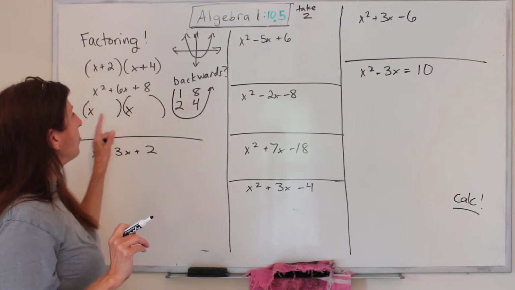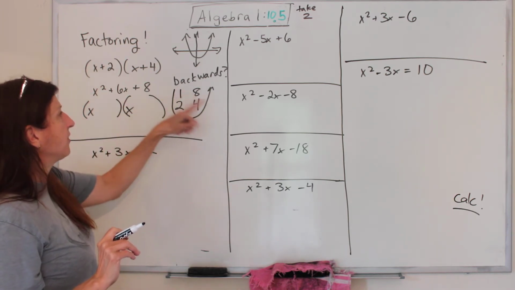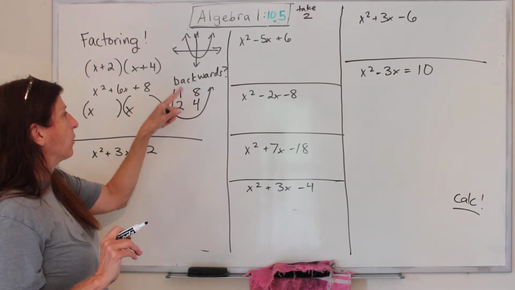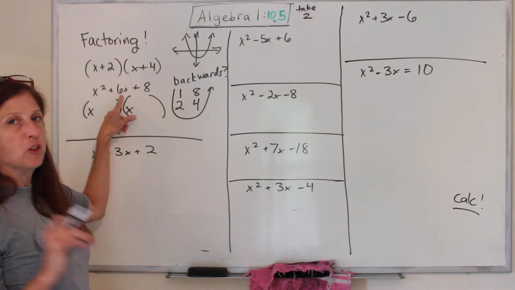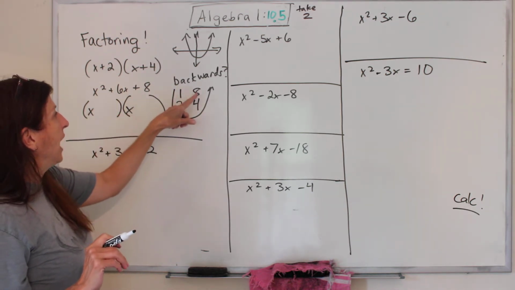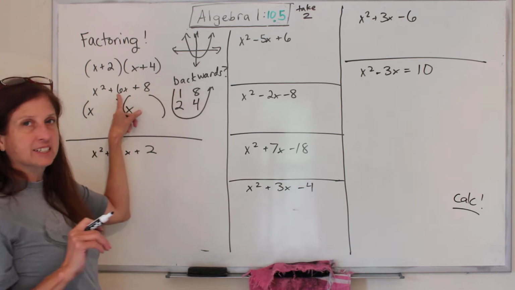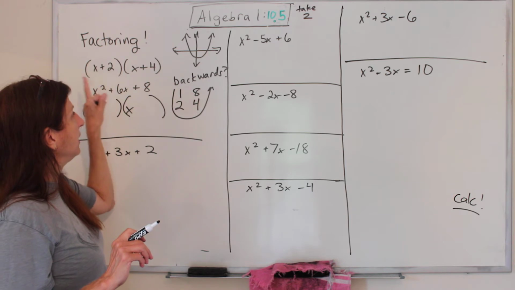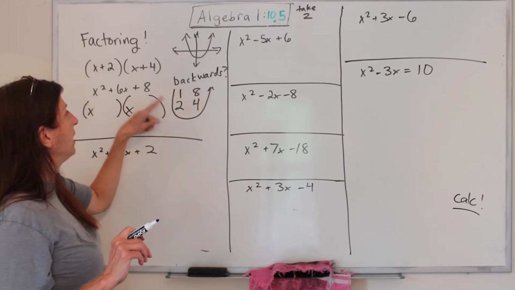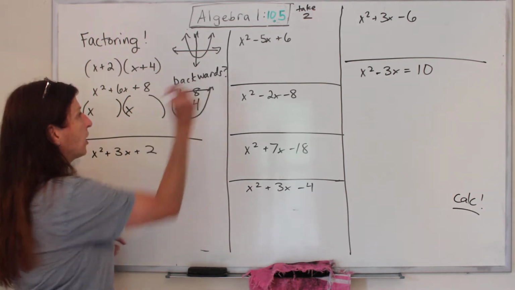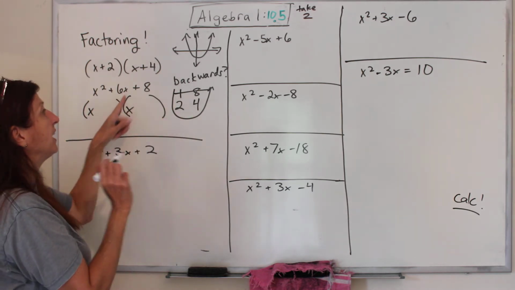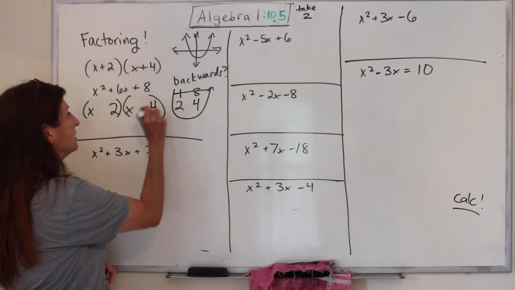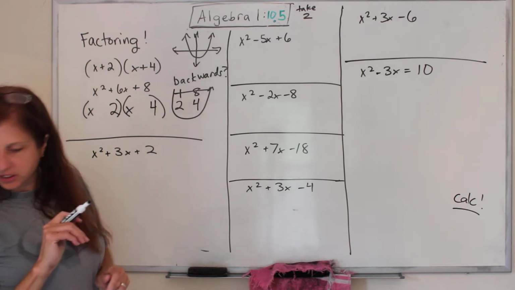Now what you do is you think which of these factors, if they were added or subtracted, could you get the middle term? Can you add or subtract 1 and 8 to get 6? No, you can't. 8 plus 1 is 9, 8 minus 1 is 7. So mark it out. How about 2 and 4? Yes. 2 plus 4 is 6. So that's what you do next.